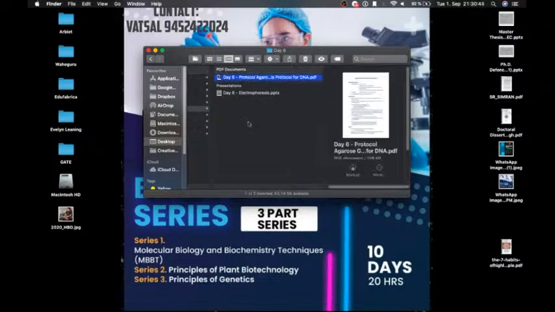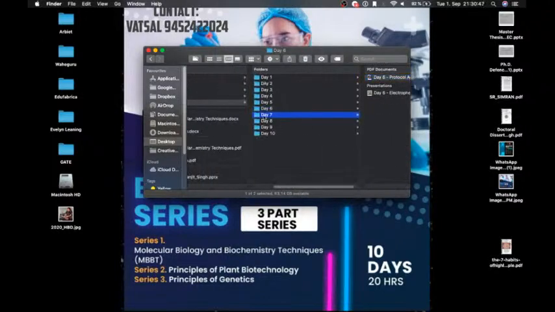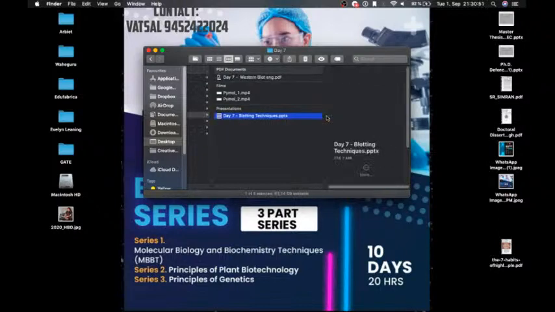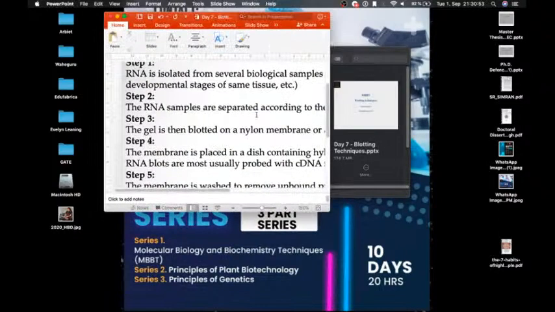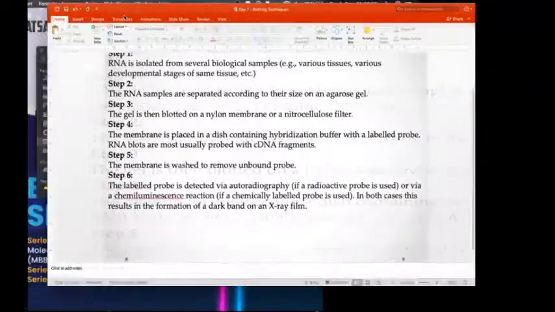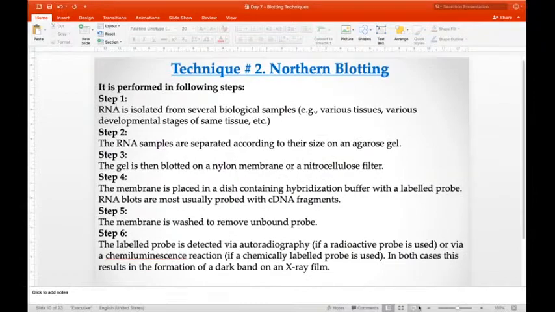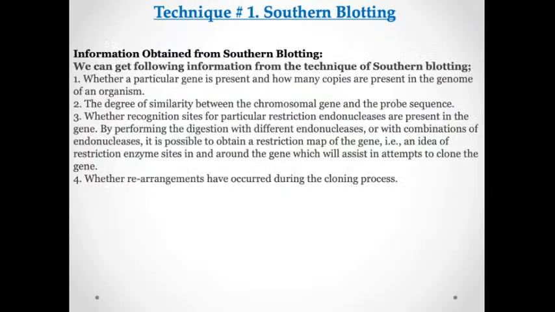So I will share this also, one protocol, day 7, PyMol is over. So blotting techniques. Today is the day of that, that's why I kept them together, so that you can understand things easily.